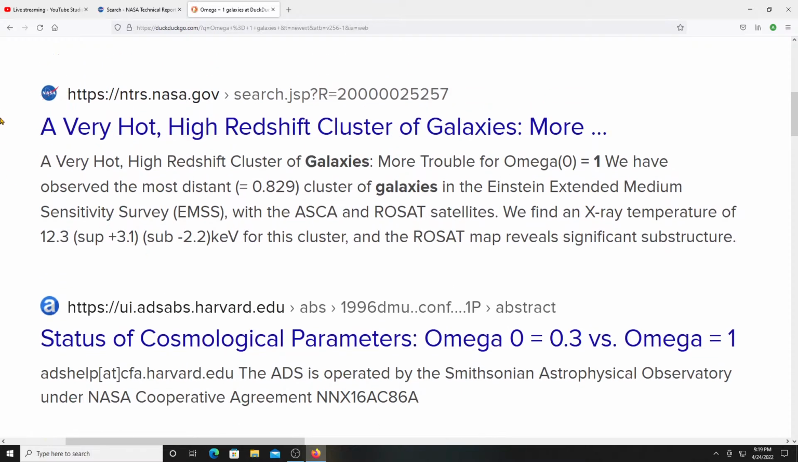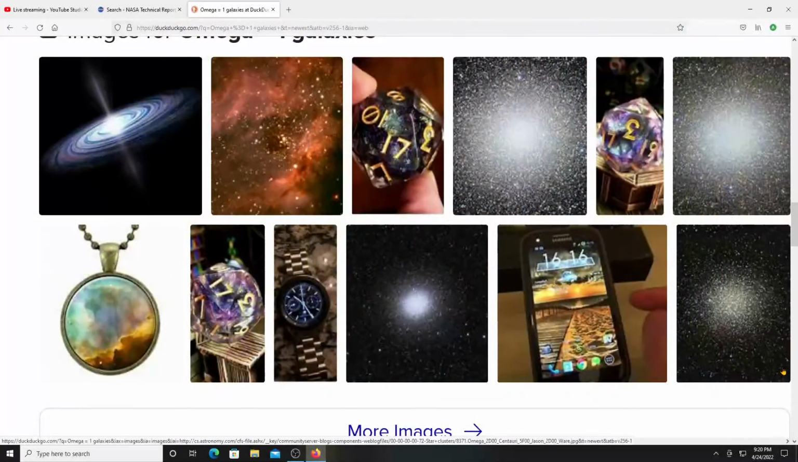Oh, you all, look at this. A very hot, high redshift cluster of galaxies. More trouble for omega-1. We have observed the most distant cluster of galaxies in the Einstein Extended Medium Sensitivity Survey, the EMSS. With the ASCA and the ROSAT, we find an X-ray temperature of 12.3 (+3.1, -2.2) keV for this cluster. I thought they meant it would roast the satellites. Well, that's what I thought. It would roast the satellites, you all.